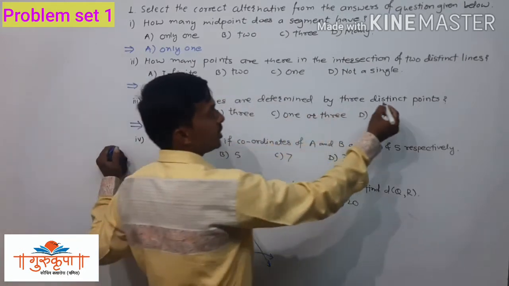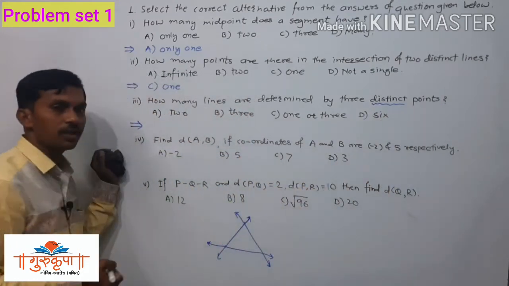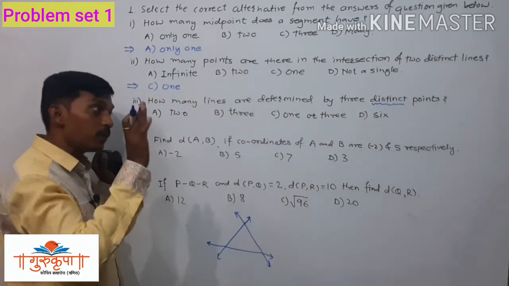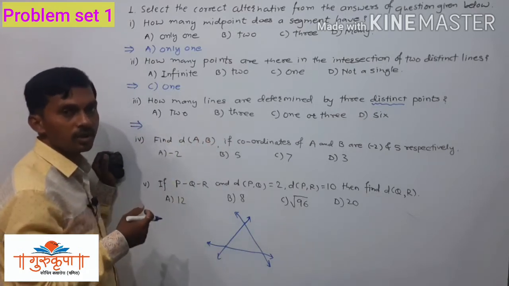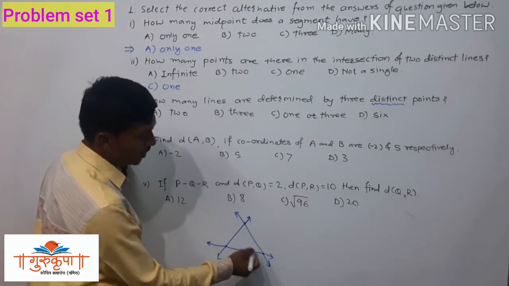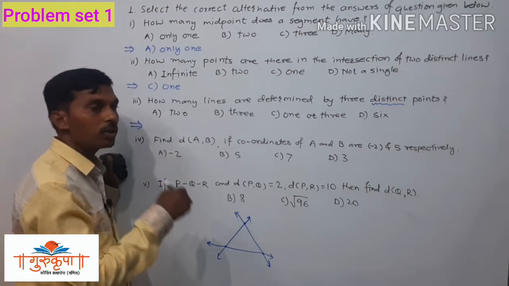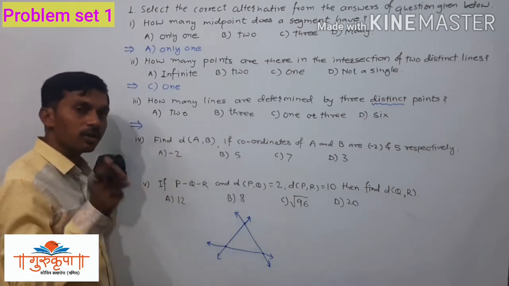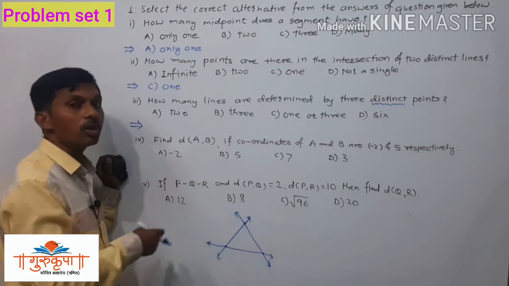Points are distinct, that is given, but whether the distinct points are collinear or non-collinear is not given. So first we take 3 points non-collinear. Here 3 points are distinct and they are non-collinear. When the points are non-collinear, we are able to draw 3 lines passing through the 3 distinct non-collinear points.